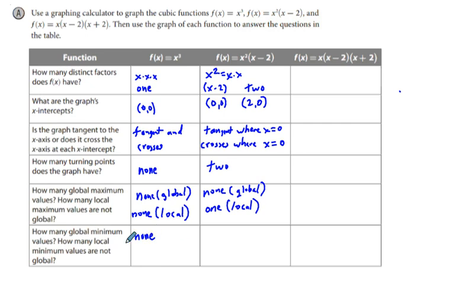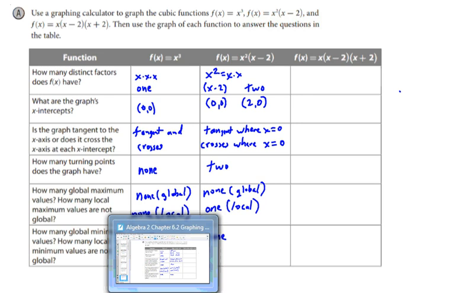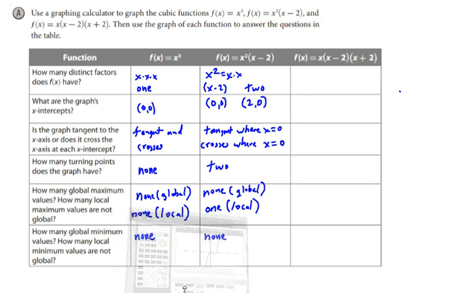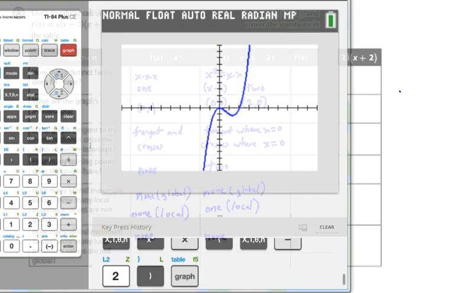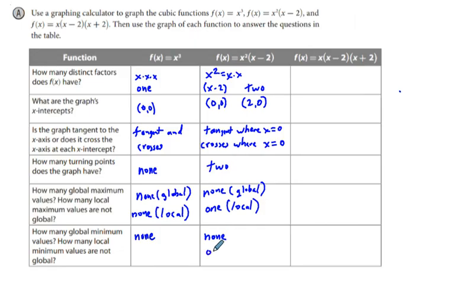How many global minimum values? None. How many local minimum values? Minimum value over here where x equals about 1. So we have 1 local minimum value.